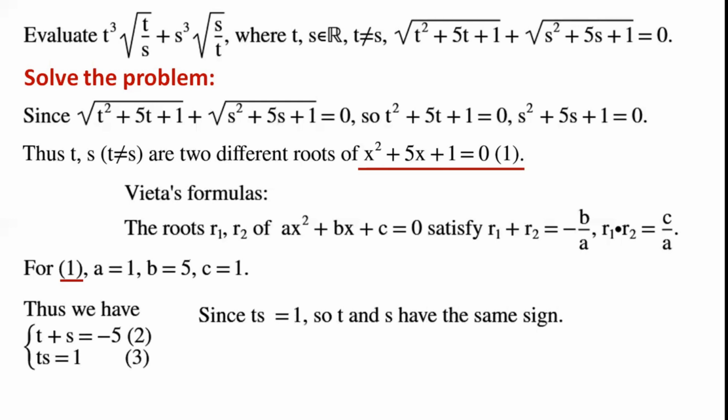Since ts equals 1, t and s have the same sign. Since t plus s equals minus 5, t, s are less than 0.